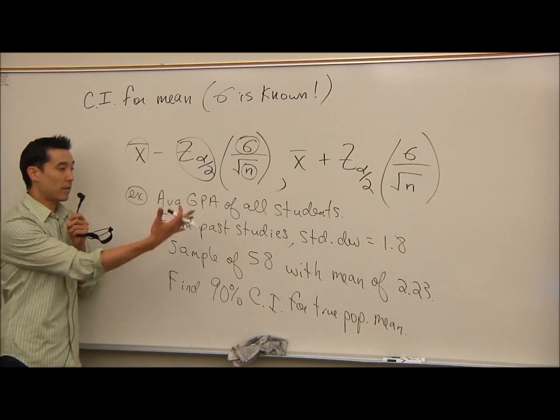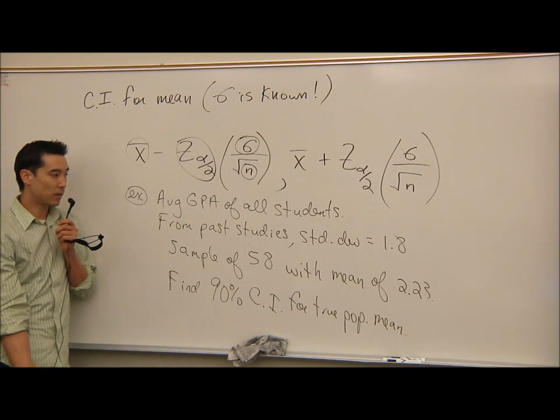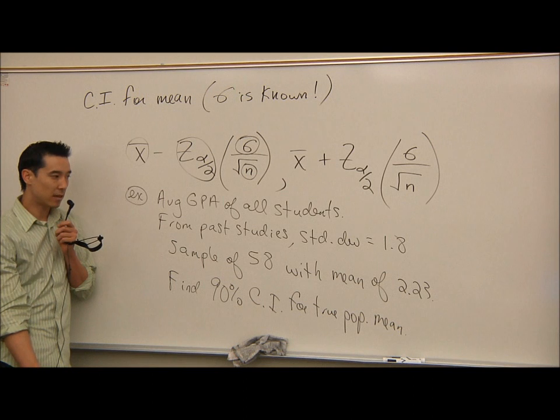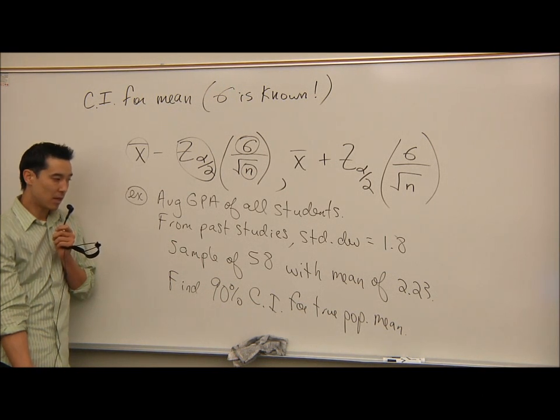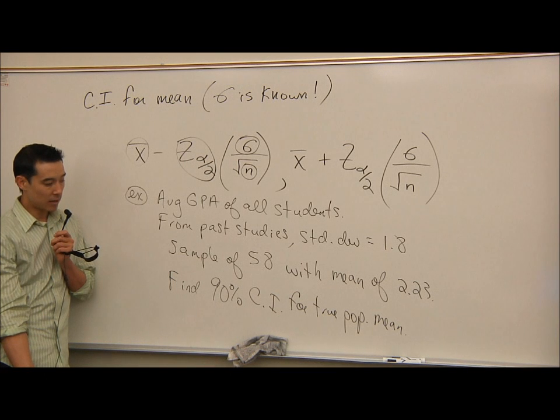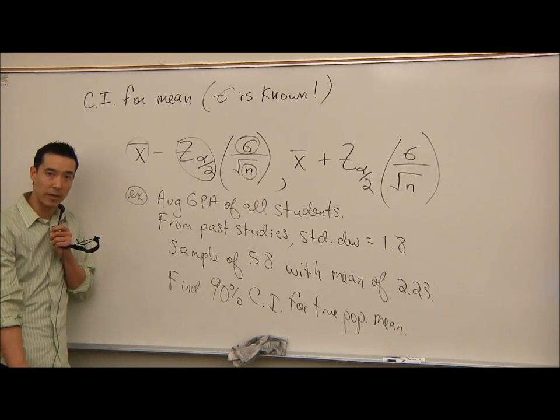So what are we studying? The average, which is the mean GPA of all students. From past studies, the standard deviation is known to be 1.8. A sample of 58 students had a mean of 2.23. Find the 90% confidence interval for the true population mean.